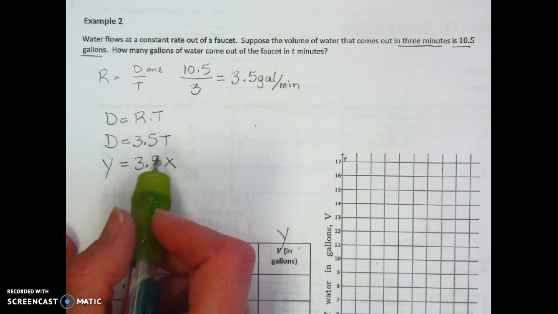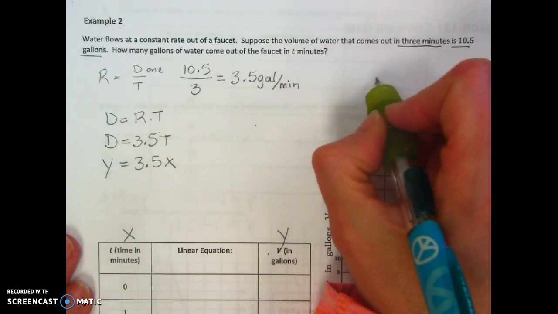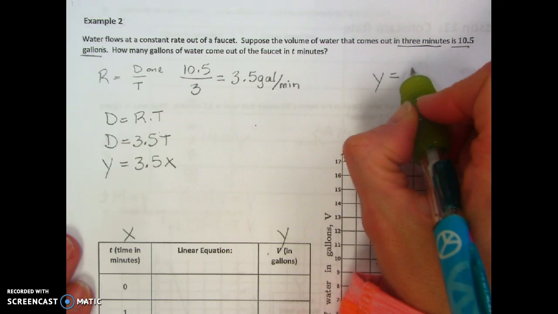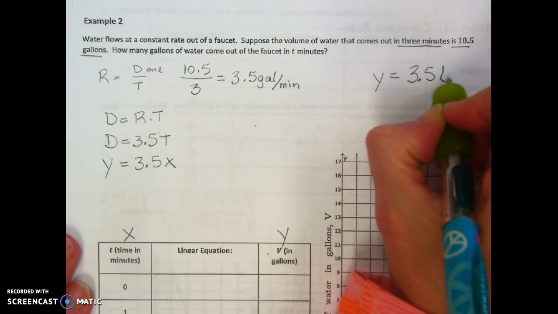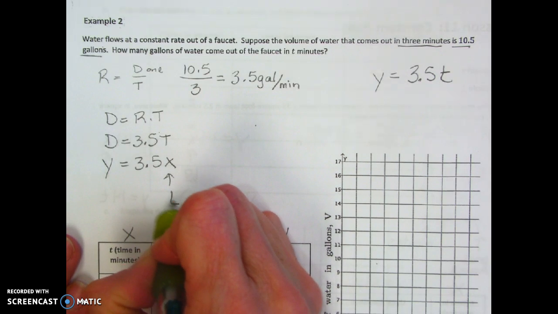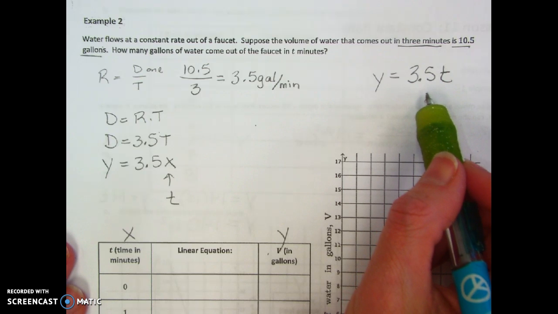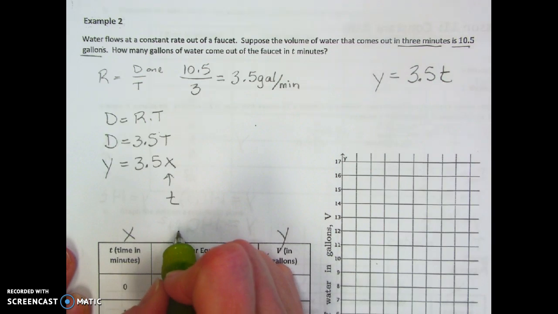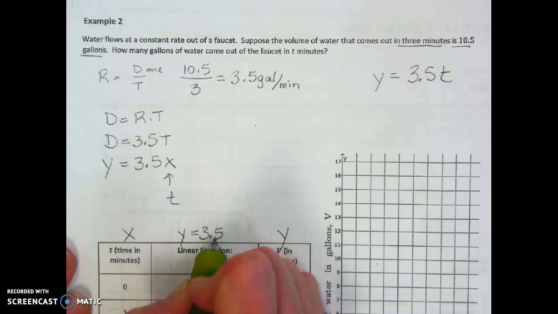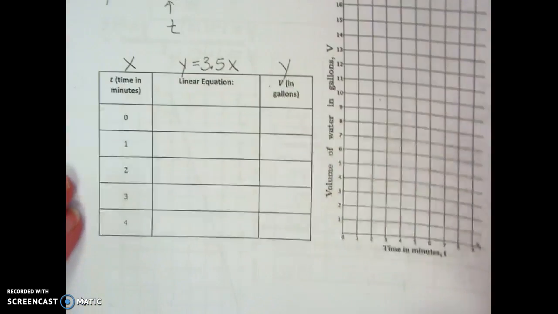Now we need to write an equation for T. So Y equals 3.5 times T. Putting T into the equation here for X gives me this equation. So Y equals 3.5 times X. We will substitute in down here and we will start to come up with those points.